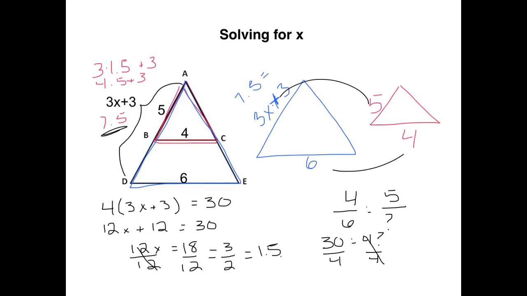So if the side length is 7.5 and the side length is also 3x plus 3, I should be able to set those up into an equation and solve for x from there. And we would get 4.5 equals 3x. And then we would get 1.5 equals x. Either way, I get the same answer. Just depends on which one you feel more comfortable with.